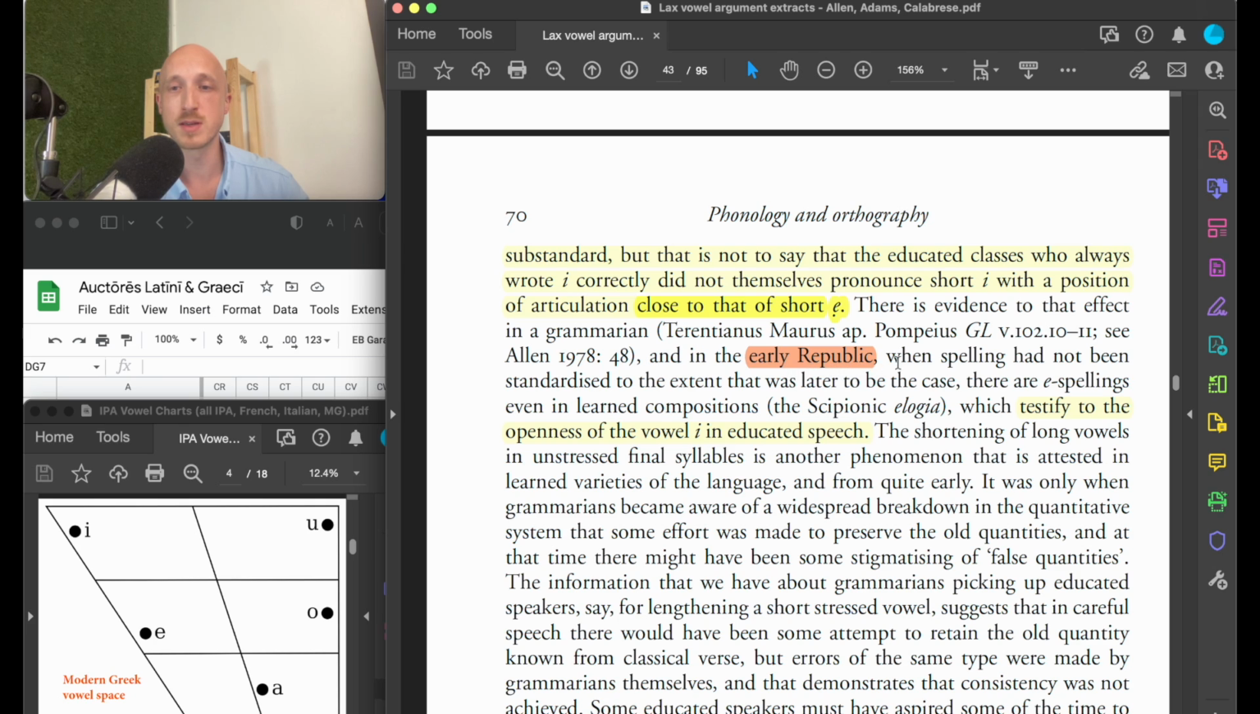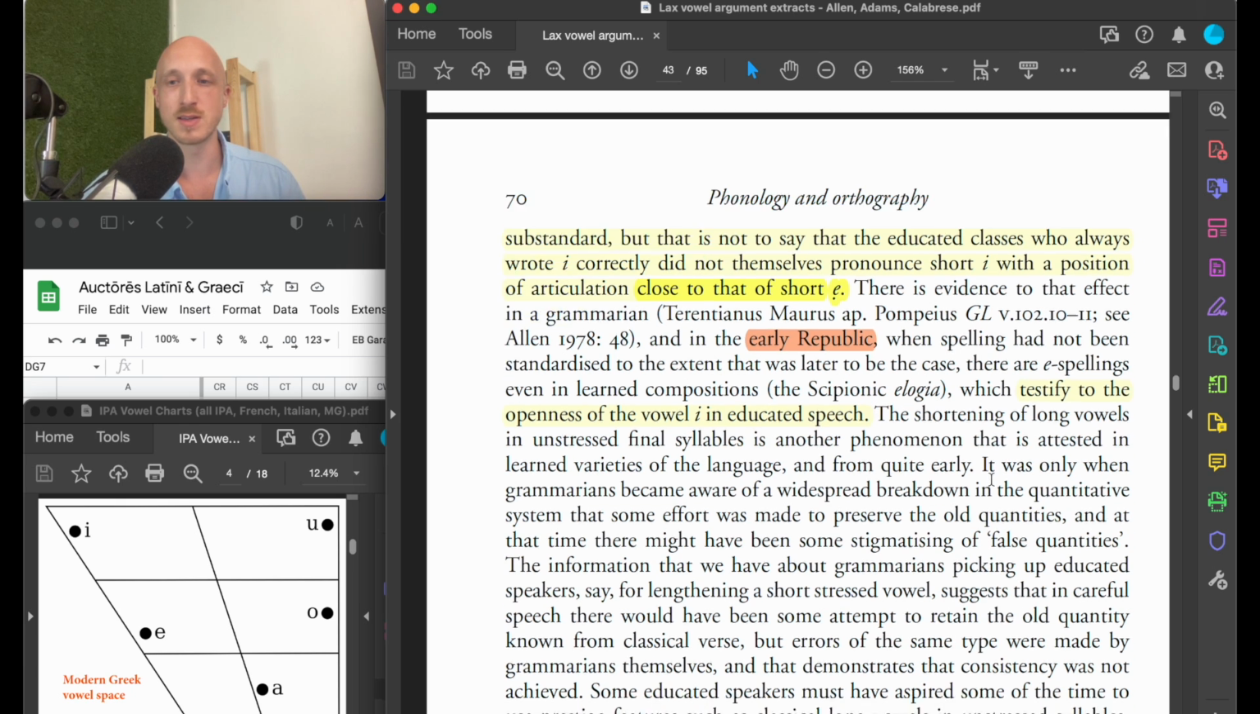In the early Republic, when spelling had not been standardized to the extent that was later to be the case, there are letter E spellings, even in learned compositions like the Scipionic Elogia, which testify to the openness of the vowel E in educated speech, at least back then. Or, of course, the other possibility is that because that vowel shift had happened or was already going on, it just created confusion for scribes, and again, it wasn't standardized.